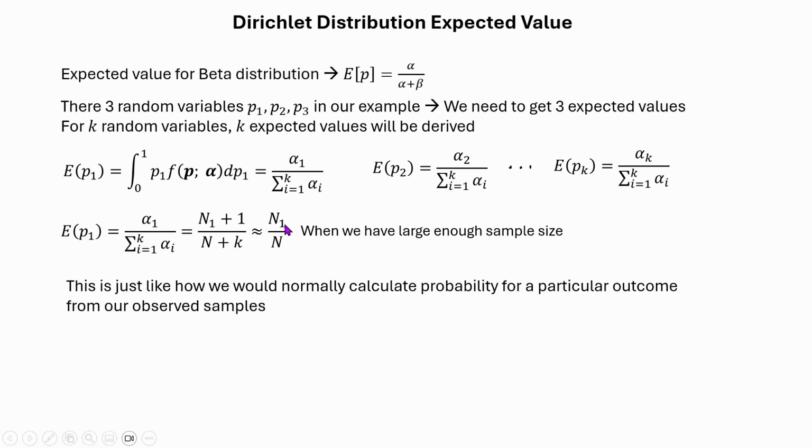This is nothing but a normal probability. This is how we normally calculate probability. We simply take the number of samples from one class and divide it by the total number of samples. So when we have a lot of samples, the Dirichlet distribution's expected value is actually the same as how we get the probability normally, in layman's way.